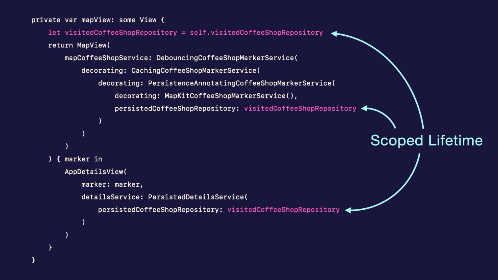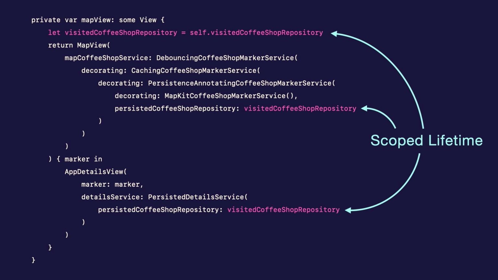That's another composer that returns a part of the object graph. And then we store that in a variable named visitedCoffeeShopsRepository, and we use that variable in multiple parts of our composer. So this is an example of the scope lifetime, which is a bit similar to the singleton lifetime, but which means that we use a single instance of a dependency in a subpart of our object graph, possibly, again, to share state.